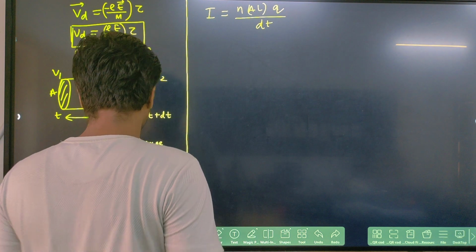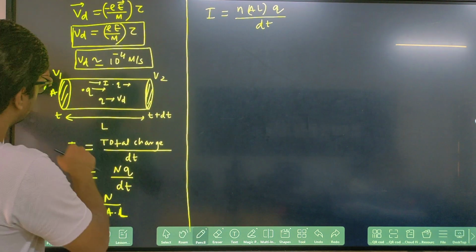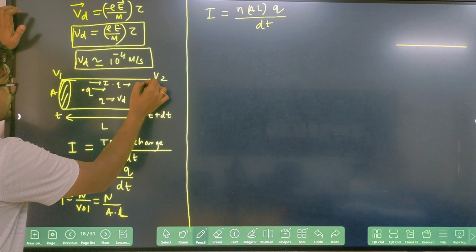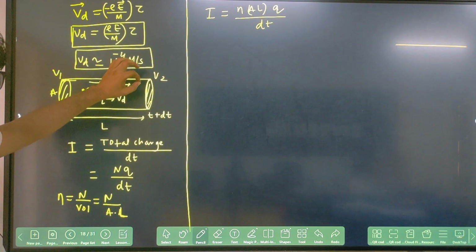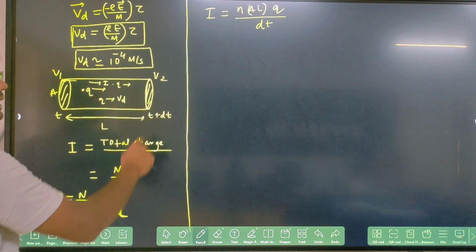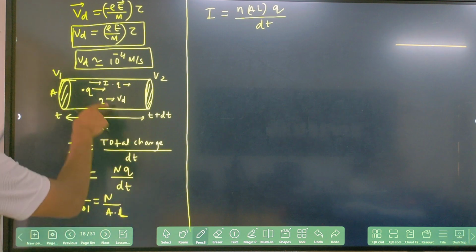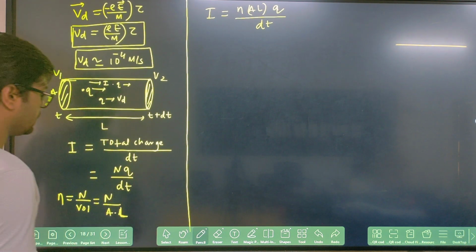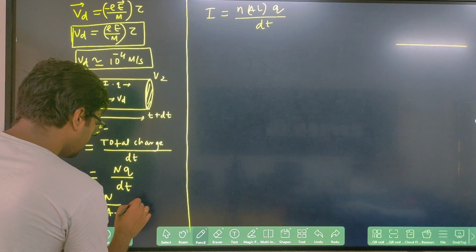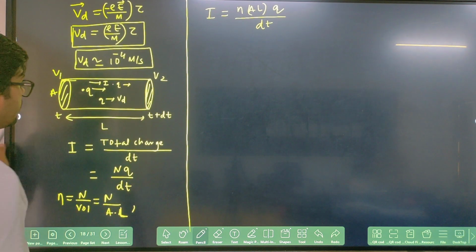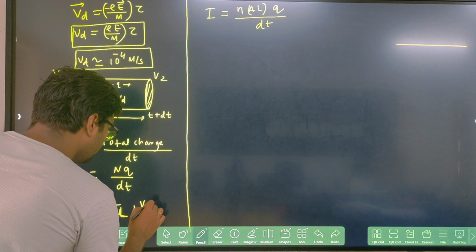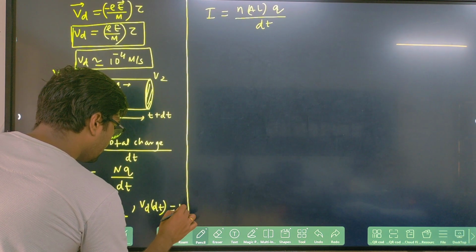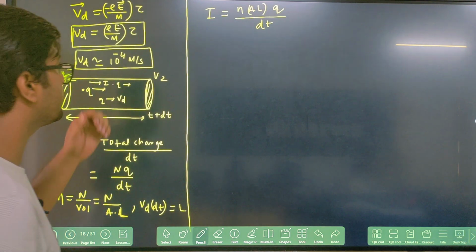Clear? And you see here, if the charge starts from this side and reaches this side, how much time will it take? You will tell that it takes dt time, and it is moving with speed Vd, the drift velocity. So here I can say another relation: Vd into dt will give you the length of the conductor.